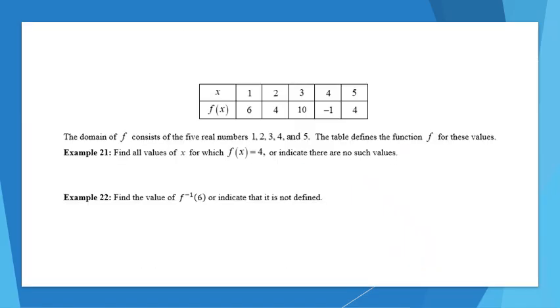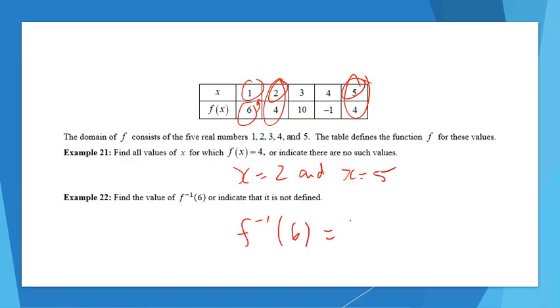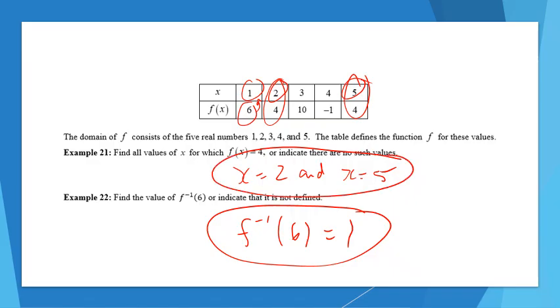Right, the next one is the domain consists of 5 real numbers. Find all values for which f of x equals 4, and then find the inverse of 6 or indicate it is not defined. So here there's 2 values of x where f of x equals 4. It's going to be 2 and 5. So I would say x equals 2 and x equals 5. And then here, find the inverse of 6. You're looking at 6 here. And so this should be the inverse of 6 equals 1. And that would be my answers for those 2 there.